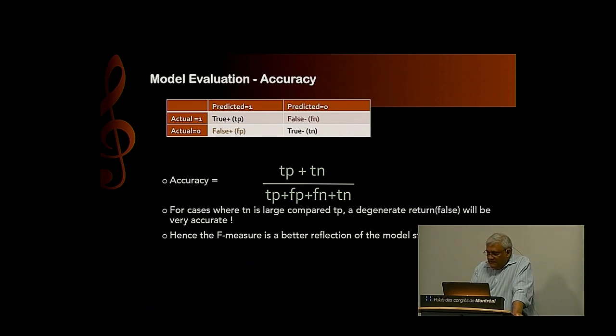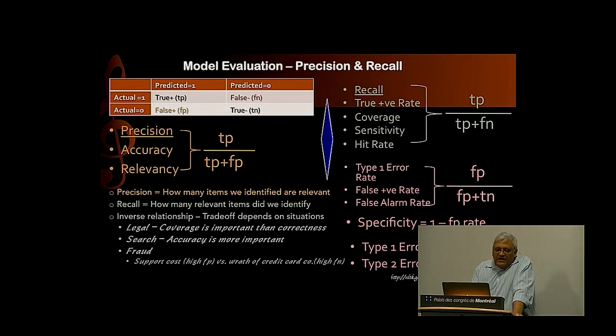Then there are various things. There are 2 interesting things on this one, the precision and recall. The precision is how many you identified were relevant. You predicted 1 for these many people. You predicted that they will survive, and out of that, only these many survived. These many actually died. So that is the precision.